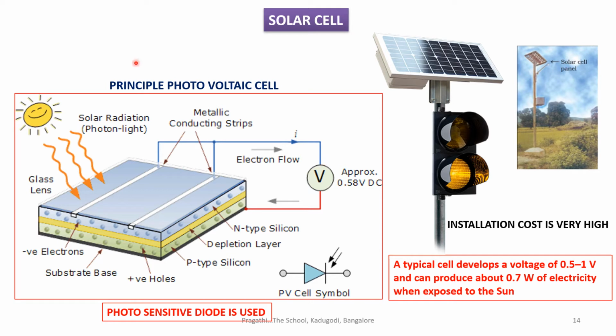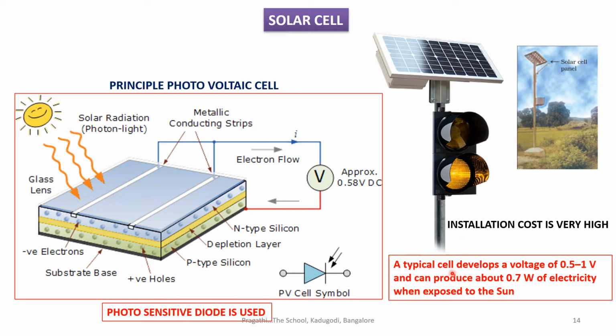It works on the photovoltaic cell principle, and the photosensitive diode used is made up of p and n material. Very, very simple. See, this is a solar panel. The solar panel is here, and the battery box is at the back side of the panel. Whenever the sunlight falls here, because of the photovoltaic principle, electricity is generated and it glows the bulb.